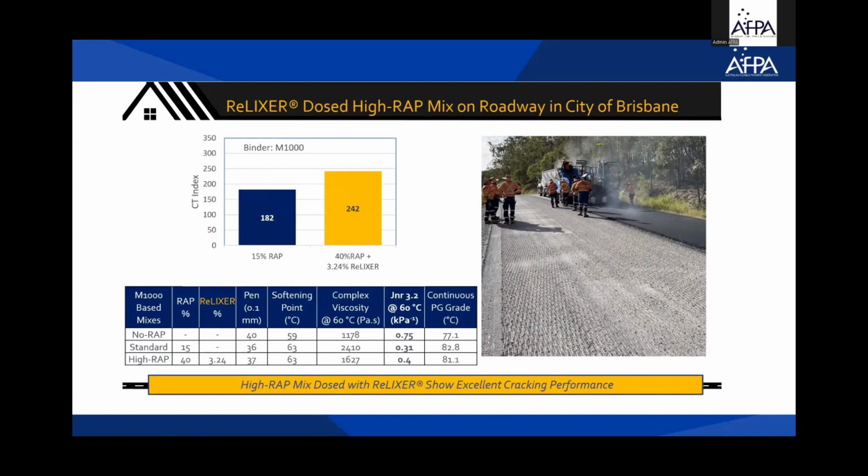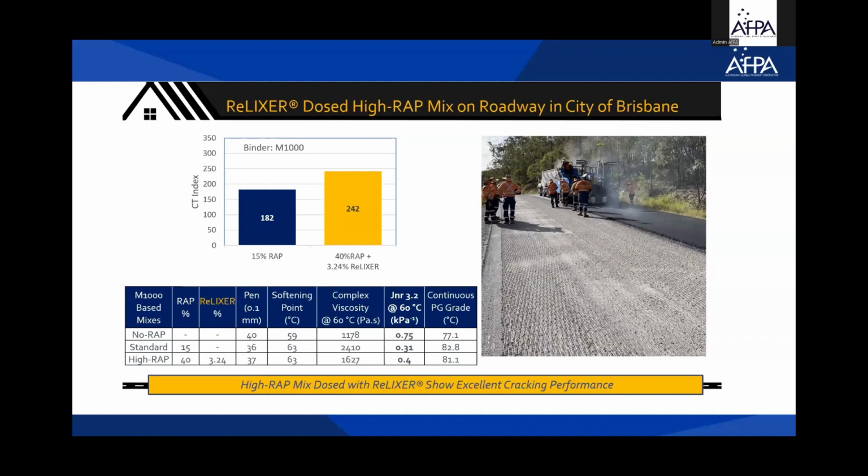But indeed, the comparison was between the standard or the control material, which had 15% RAP and no rejuvenator, versus 40% RAP and 3.24% by total liquids weight of Relixer. Again, you can see the pen, the softening point, the viscosity, etc., numbers similar.